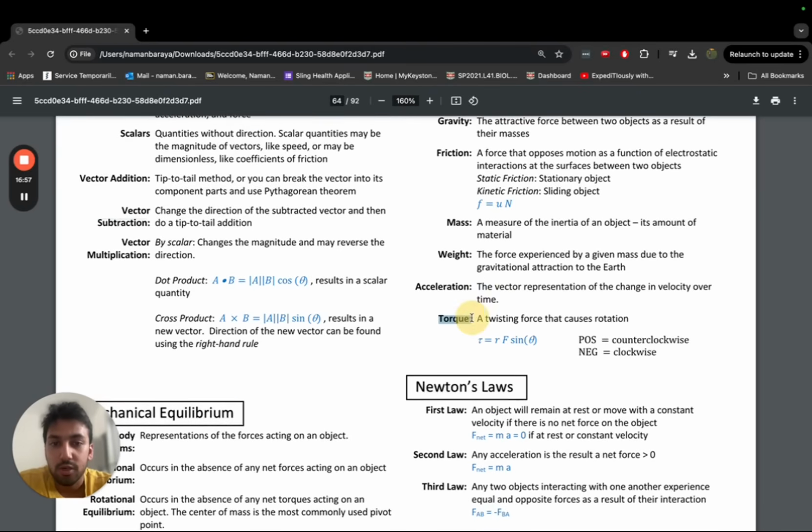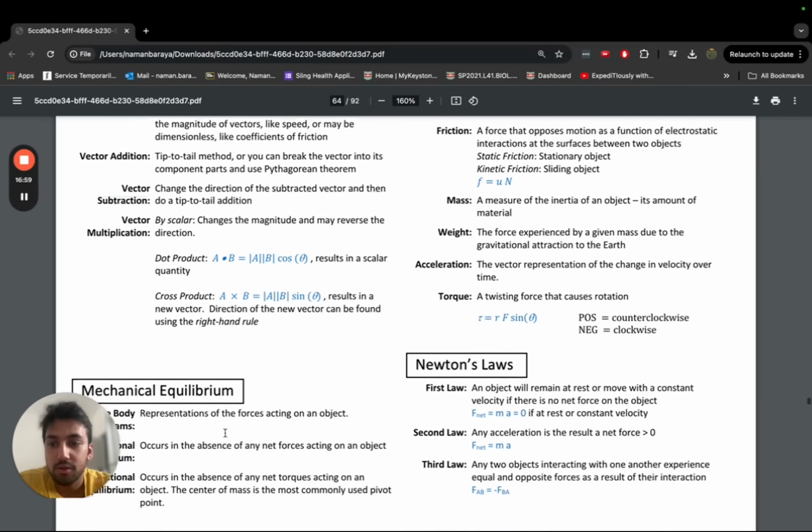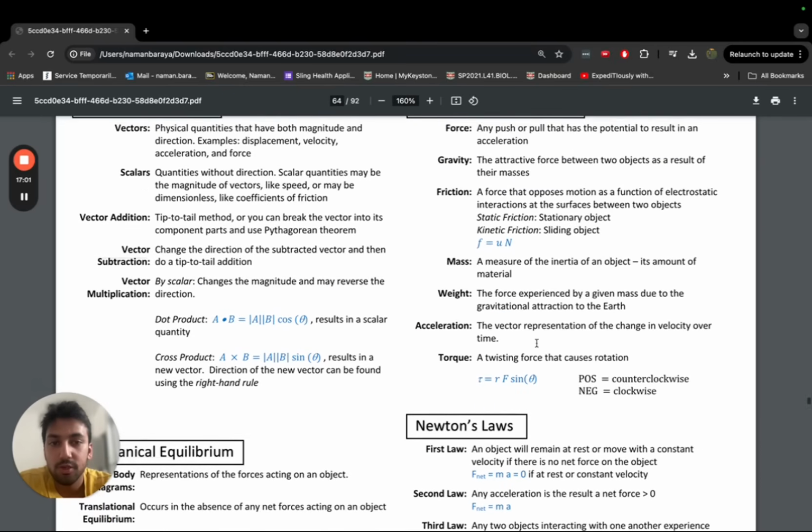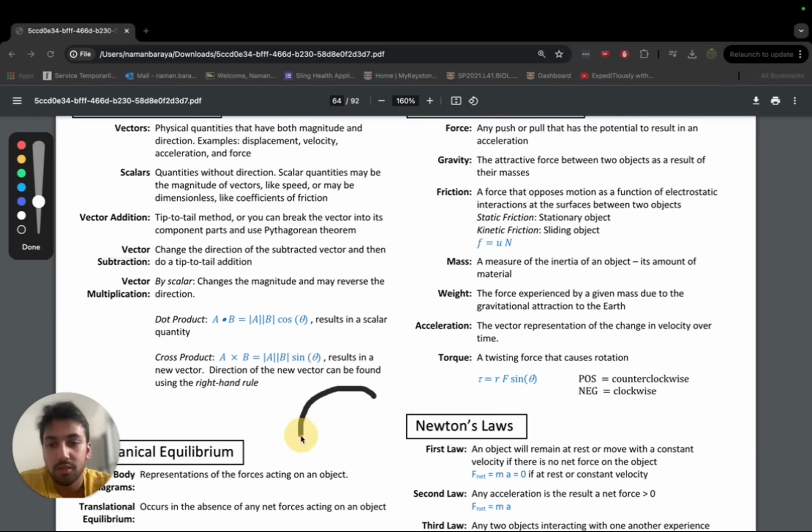And then there's torque. I know I mentioned it over here in rotational equilibrium, but torque is basically a twisting force that causes rotation. So if I was going to draw, let's say this is a bowling ball, or just any ball, and I apply a force right up here, then that's going to cause this ball to roll.